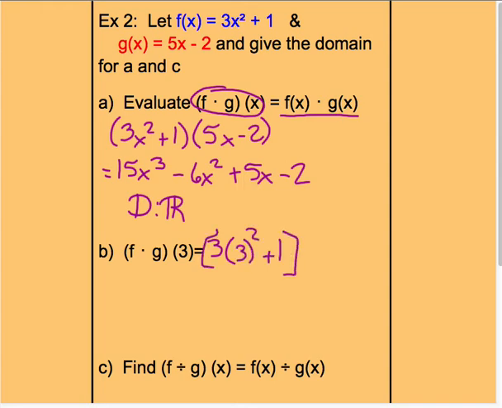So this right here that I wrote down is the f function evaluated at 3. And then I'm going to multiply that by the g function evaluated at 3. So again, up here in the f function, I replaced x with 3. And then in the g function, I replaced x with 3. So here I get 3 times 3 squared, or 3 times 9 is 27, plus 1 is 28. 5 times 3 is 15, minus 2 is 13. And then 28 times 13 gives us, I didn't think I'd use my calculator on this one, 364.